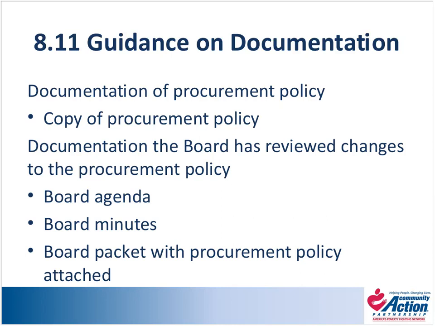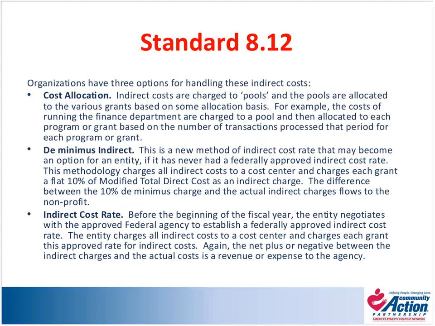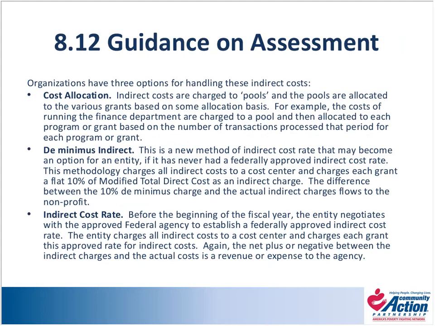Standard 8.12. For nonprofits, the standard reads, the organization documents how it allocates shared costs through an indirect cost rate or through a written cost allocation plan. And again, that is not applicable for our public agencies. So, for guidance on assessment of 8.12, organizations have three options for handling these indirect costs, and I won't read all of the fine print, but basically your three options are cost allocation, de minimis indirect rates, and an indirect cost rate. These are gone into more detail in that technical assistance guide that I showed you, but these are basically the three options that you have.